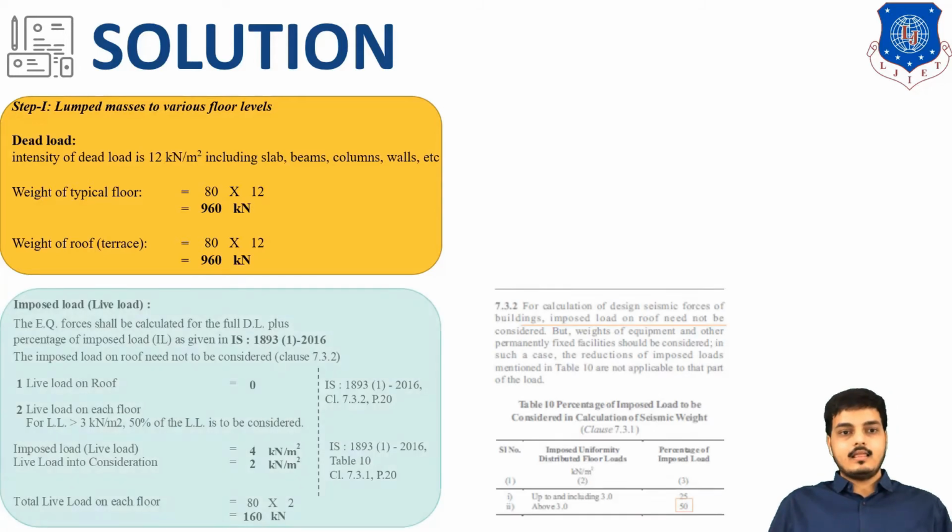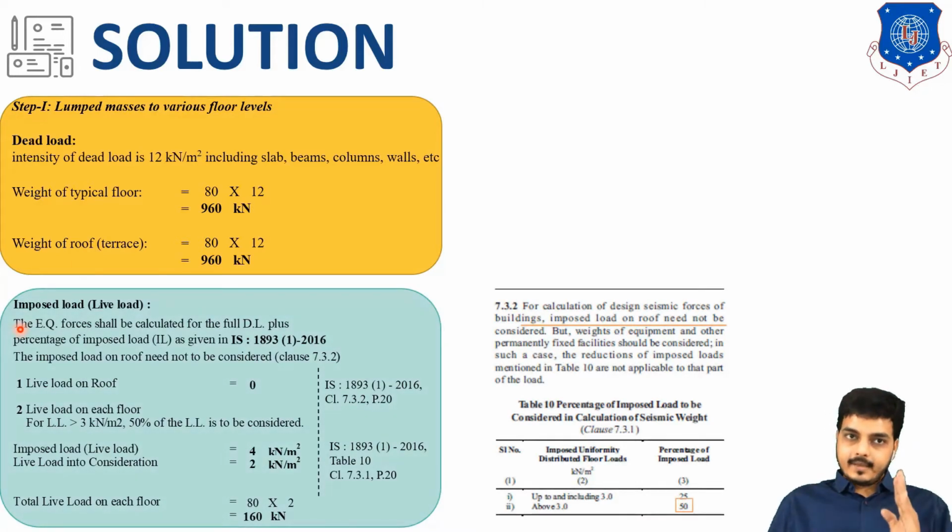Now next is live load. Specifically for live load, the earthquake forces shall be calculated for full dead load plus a percentage of imposed load, as given in IS 1893 part 1 2016. It says that the weight for the earthquake we need to consider is dead load plus live load as mentioned in 1893 2016. Now what about live load? Here it is clearly written as a percentage. I explained in the previous slide that we are not considering the full amount of live load on the floor. We will be taking some portion of it.